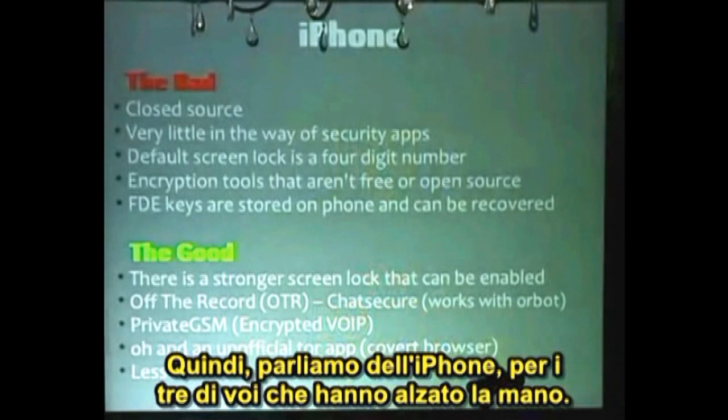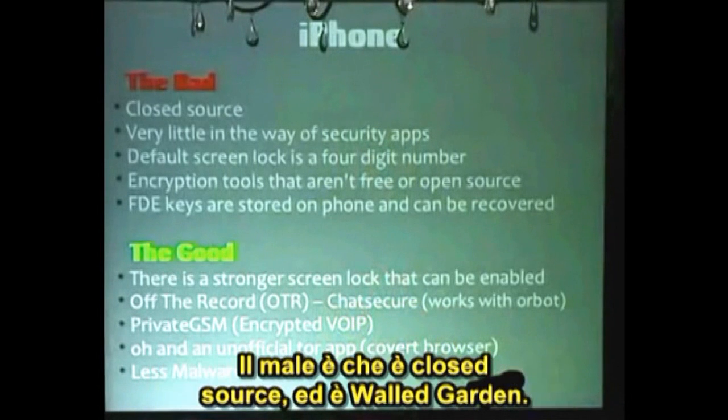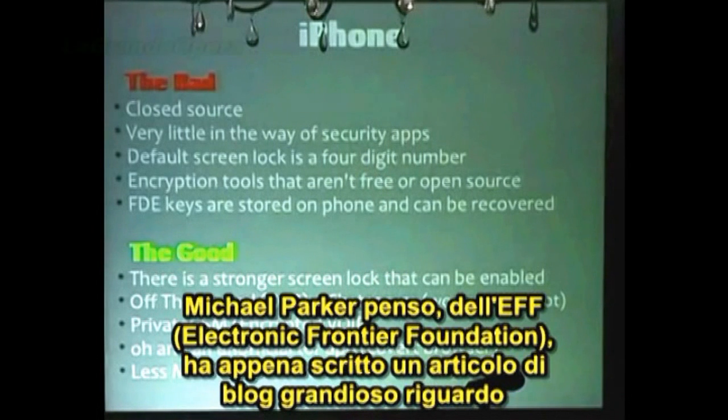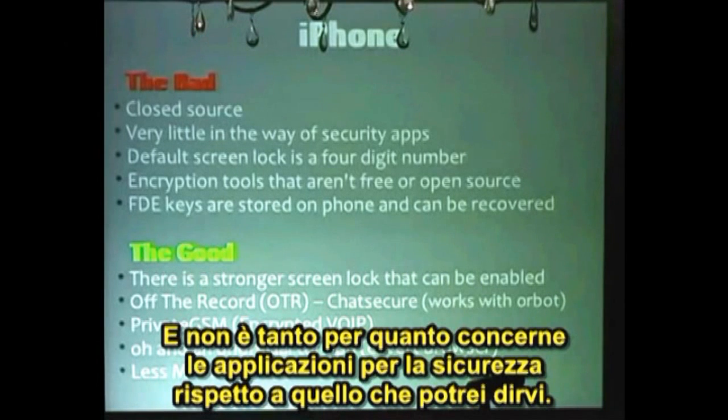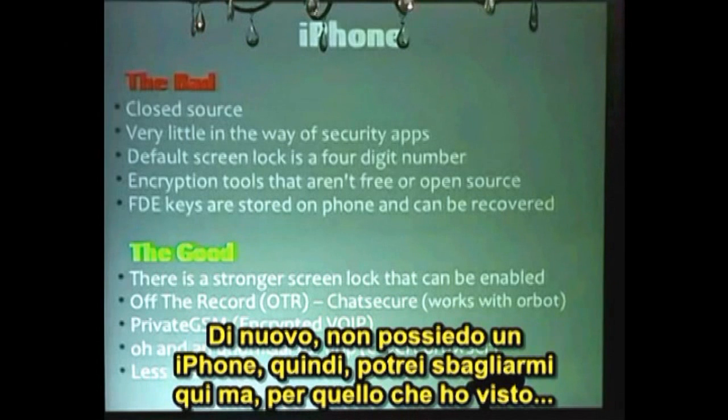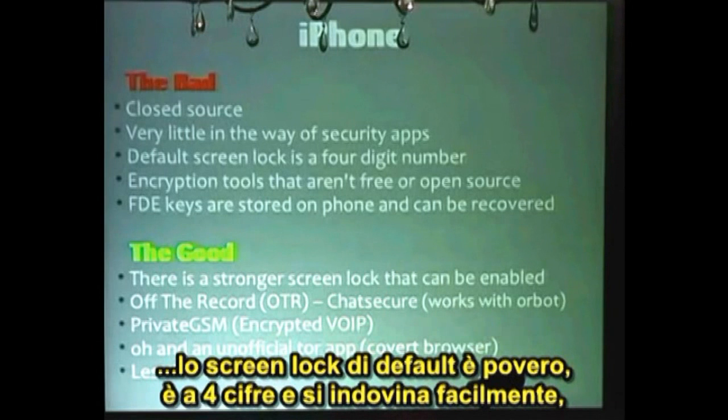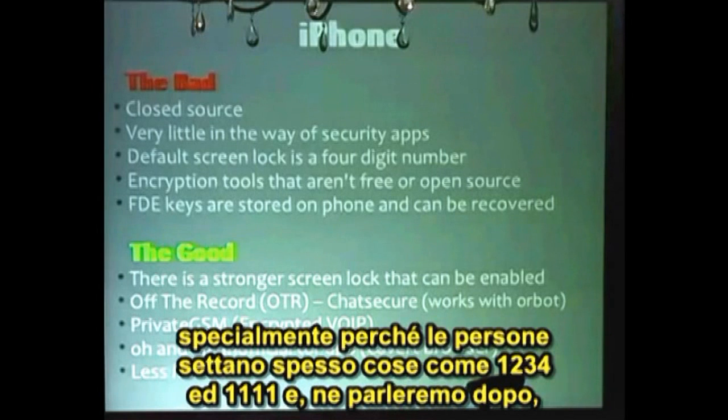So the iPhone, for the 3 of you that raised your hand. The bad is it's closed source, and it's a walled garden. Micah and then Parker, I think, from the EFF, just wrote a really great blog article about Apple's walled garden. And there's not much in the way of security apps from what I could tell. Again, I don't own an iPhone, so I could be wrong here. But from what I've seen, the default screen lock is very poor. A 4-digit number is easily guessed, especially since most people choose things like 1234 and 1111.